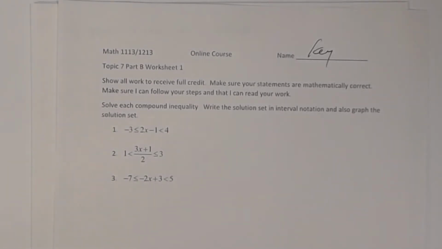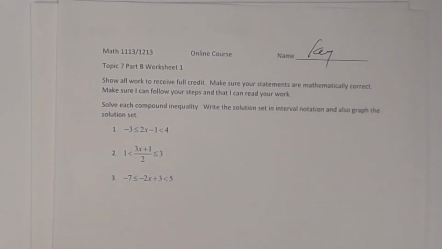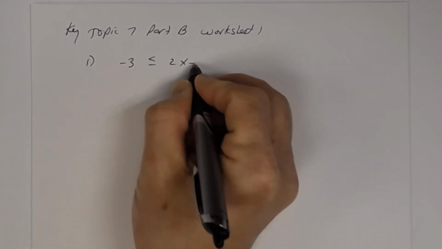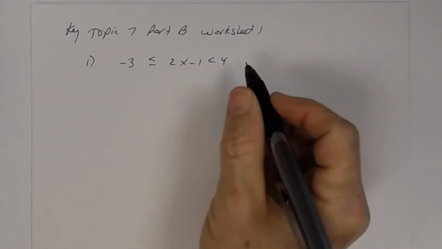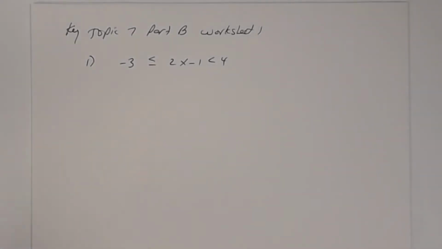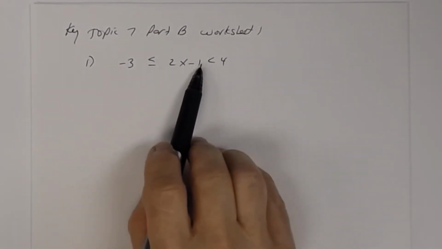Okay? And then the directions say write the solution set in interval notation, also graph the solution set. All right, so let's do number one. So number one, we have negative 3 is less than 2x minus 1 is less than 4. So we have this compound inequality. And when solving a compound inequality, you want to go ahead and get the variable by itself in the middle. So you want to find your solutions.